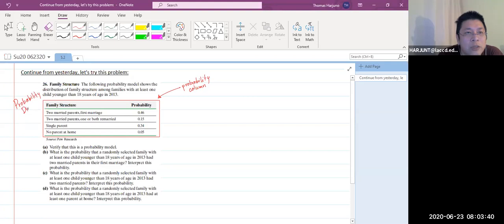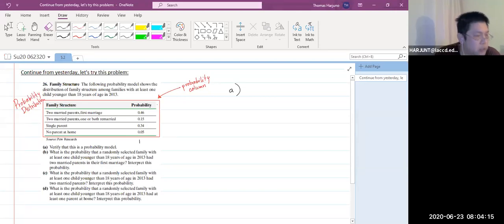So the word distribution for now can be understood as a table. So frequency table, frequency distribution, probability distribution, probability table, like that. Okay, now part A, verify that this is a probability model. How do we know that it is a probability model? When we add the probability here, we get 1.